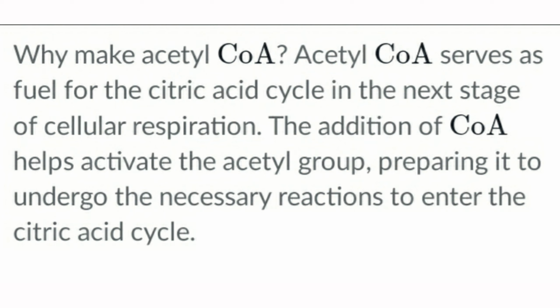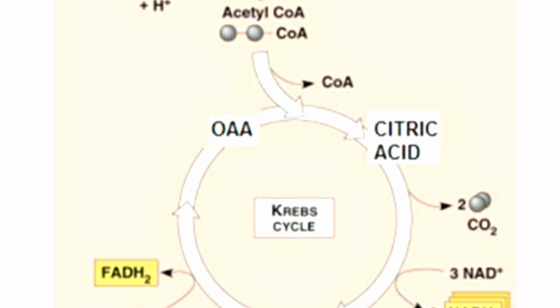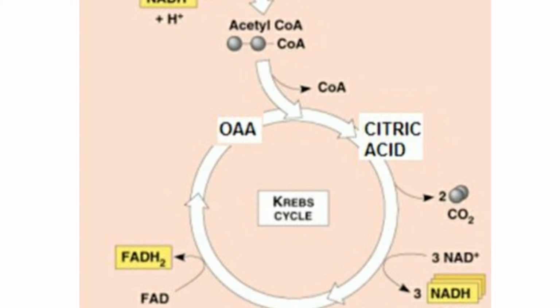What is the use of acetyl coenzyme A in this process, children? Acetyl coenzyme A serves as a fuel for the citric acid cycle in the next stage of cellular respiration, and the addition of coenzyme A helps to activate the acetyl group, preparing it to undergo the necessary reactions to enter the citric acid cycle. I hope you have understood this process of pyruvate oxidation, children. We shall discuss the Krebs cycle in the next video. Thank you.